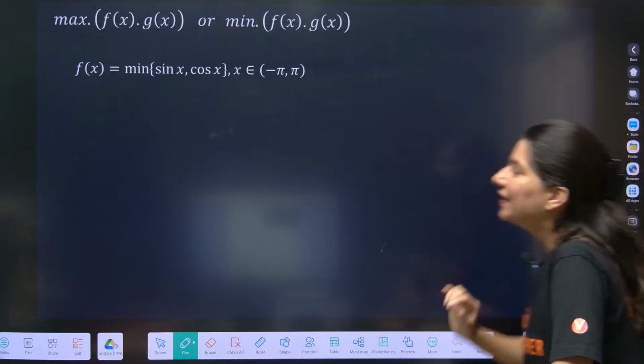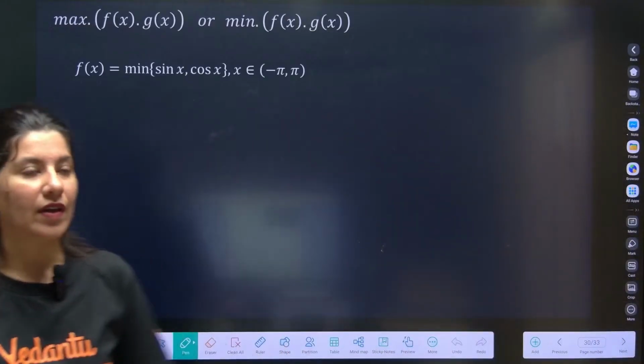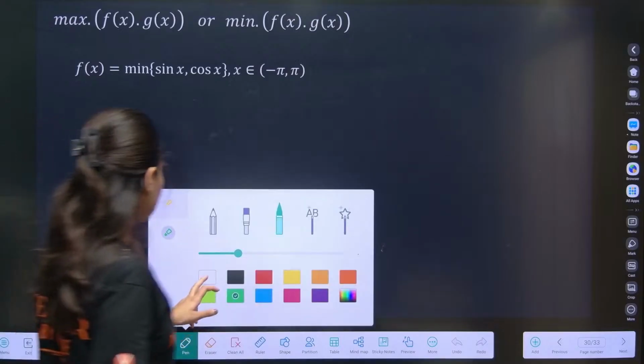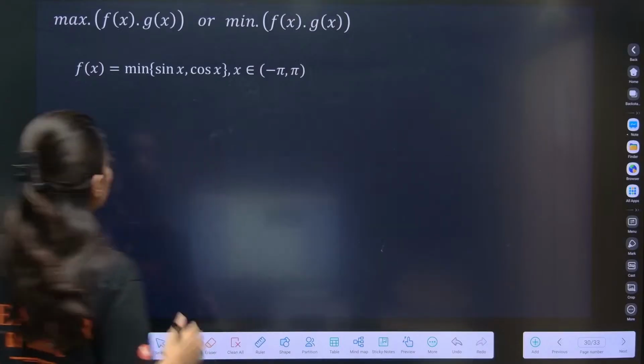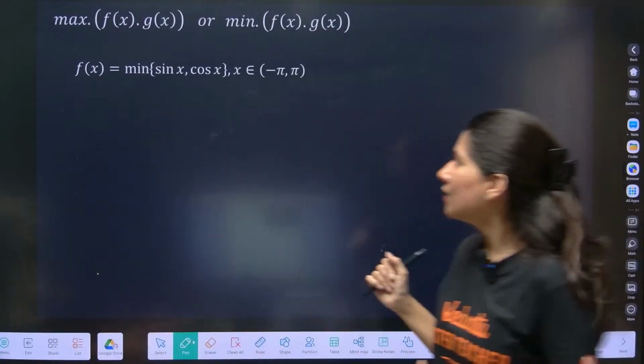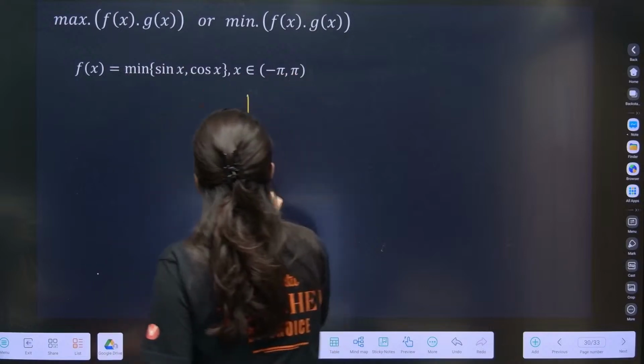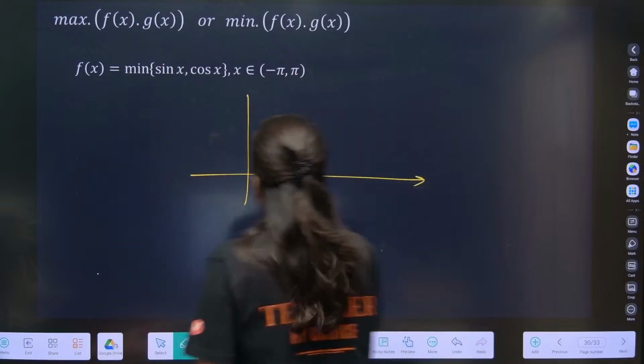Now, there is one more type of question that you might see, and that is minimum and maximum. Very good type of question. JEE Main actually gives such questions as well. You will see the maximum of two functions. This can only be done by the graphical approach.